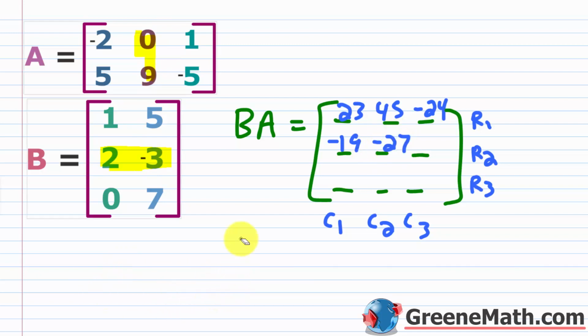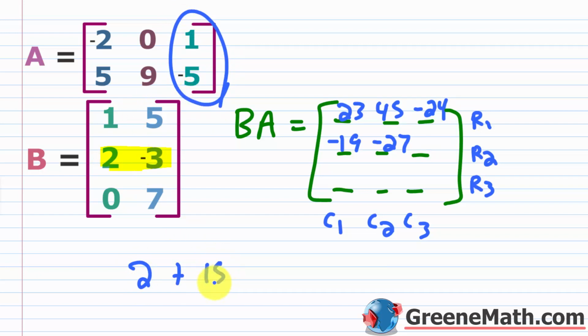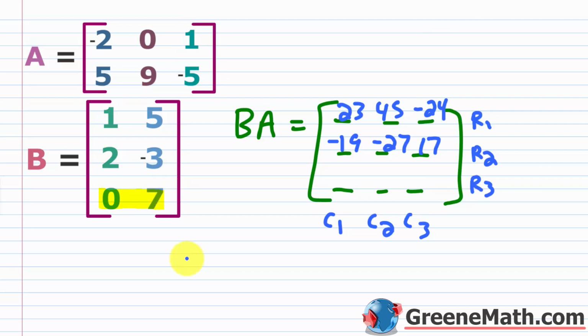So let's erase this. We've got one more for this second row. So let me just circle this like this. 2 times 1 is 2, plus negative 3 times negative 5 is 15. So this would be 17 here. Okay, so we just have one more row down here to fill in. So let me just highlight this now, and we'll go through them.